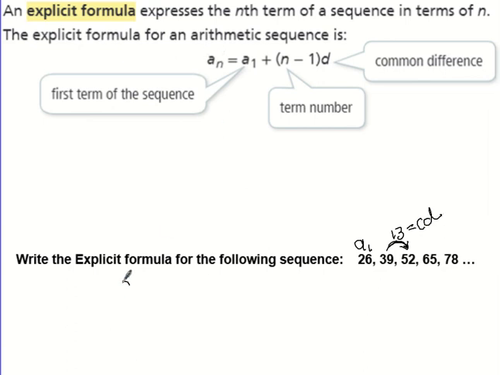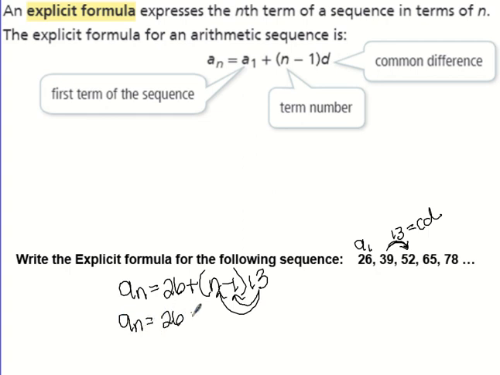So if I need a sub n, I'm going to go a sub n equals, well, a sub 1 was 26, plus n minus 1. That's whatever next term it is. So if I was looking for the fifth term, it would be 5 minus 1. This time I'm going to multiply by my common difference. Thankfully, we've done distributive properties, so I'm going to distribute this 13, and we get a sub n equals 26 plus 13n minus 13. Then I'm going to clean this up and do 26 minus 13, and we get a sub n equals 13n minus 13. And that's your explicit formula.